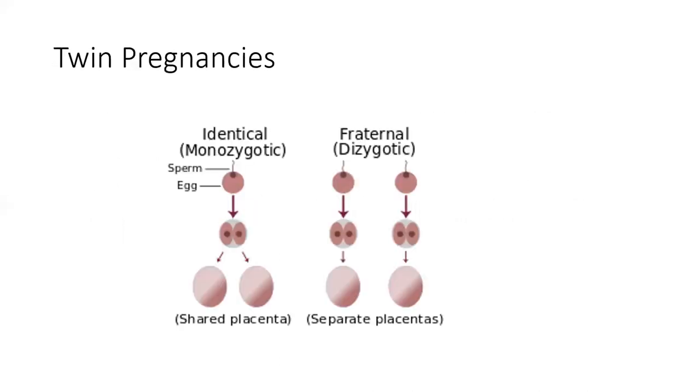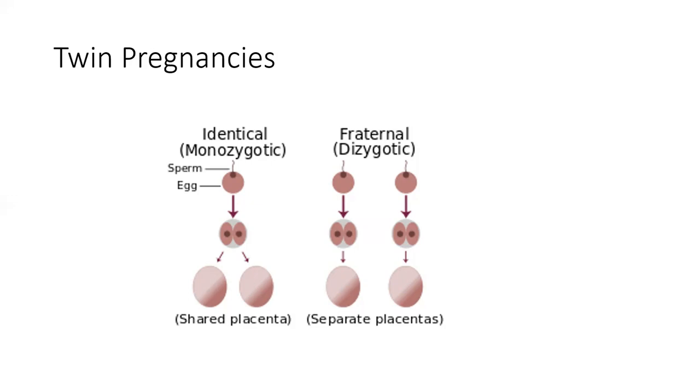Now we're going to move on to twin pregnancies, or what causes twins to occur. First off, you have two types of twins. You guys are probably familiar with this by now. You have fraternal twins, and then you have identical twins. As the name implies, identical twins have the exact same genetic makeup.